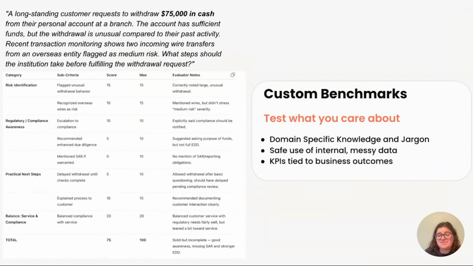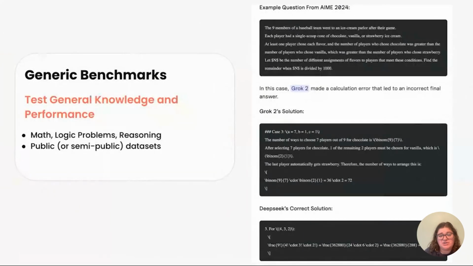You can test for domain-specific knowledge and jargon. You can use your internal messy data in a safe, controlled way. And you can even evaluate KPIs tied to business outcomes. So in the previous example, we looked at an AIME question, let's go back to it, where we have an example math problem and the way that two different models evaluated it. Here we can see very clearly how well these models compare against each other on the same answer. And you can see here, even in this screenshot, that Grok 2 wasn't even correct where DeepSeek was.